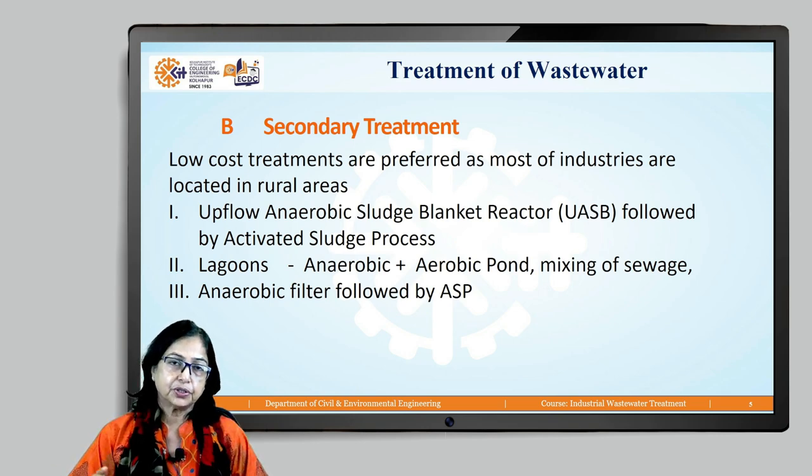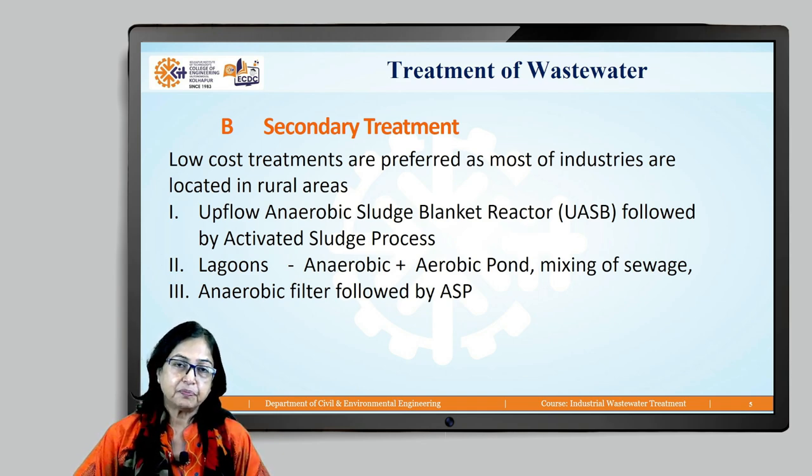First, such a low cost treatment favorable for this wastewater is a combination of anaerobic and then aerobic. So, first is the upflow anaerobic sludge blanket, UASB, which is then followed by the activated sludge process or ASP. The other alternative is lagoon treatment, again a low cost treatment, and in this also a combination, first an anaerobic lagoon or pond followed by an aerobic pond, is preferred.